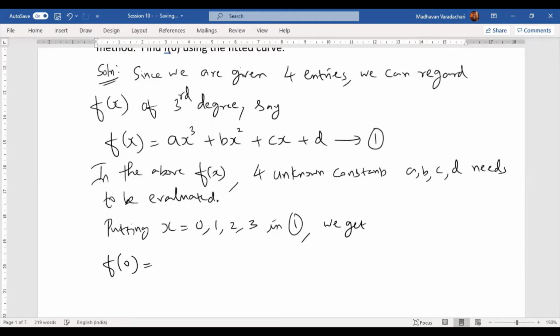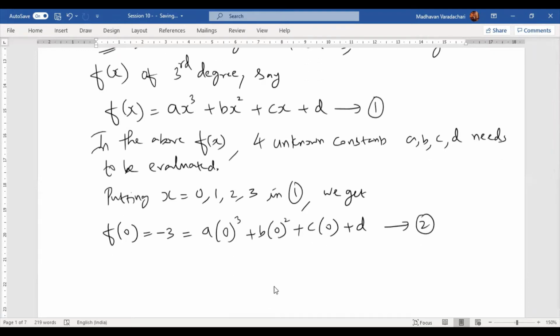F of 0 value is given in the question as -3. I can now, in this equation, substitute x for 0. That means a into 0 cube plus b into 0 square plus c into 0 plus d. Let me call this equation 2. So all these terms, 0 cube, something is getting multiplied with 0, something is getting multiplied with 0, something is getting multiplied with 0, so all these terms will become 0 only.